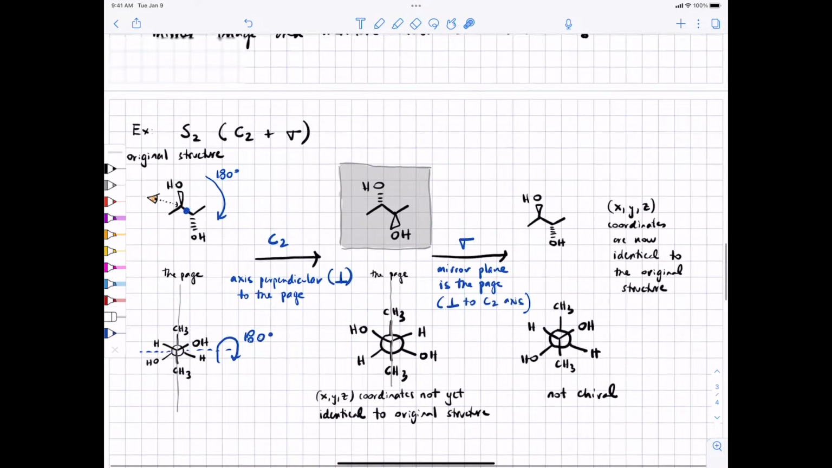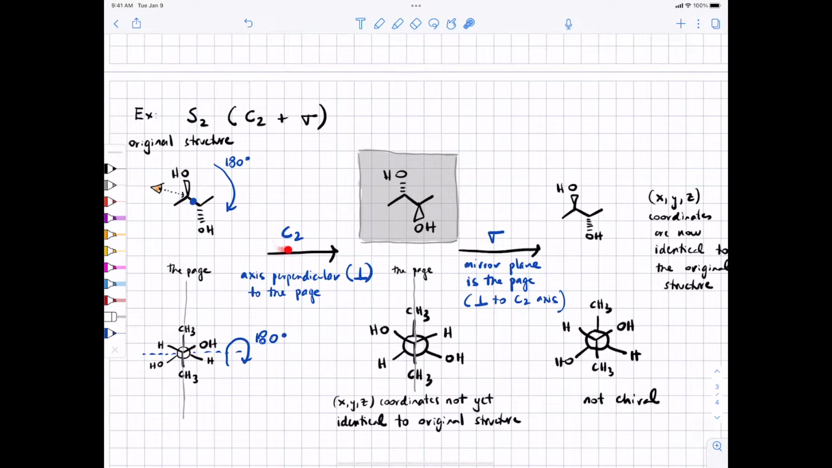But in the case of the improper rotation, after we've done our C2 axis, we then reflect through the plane that is perpendicular to that C2 axis. That is the page, and the page is here. So if we notice that all of the carbon-carbon bonds are in the plane of the mirror, so they don't change at all, this OH group, which is below the page, would get reflected by the mirror to be above the page, and this OH group, which is above the page, would get reflected by the mirror to be below the page. That's when we get here.